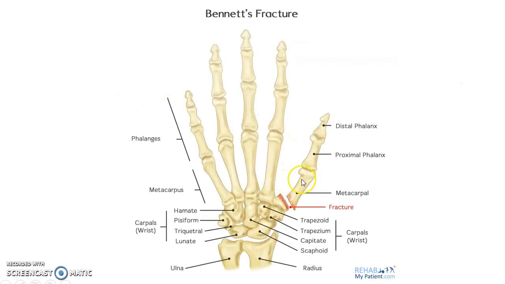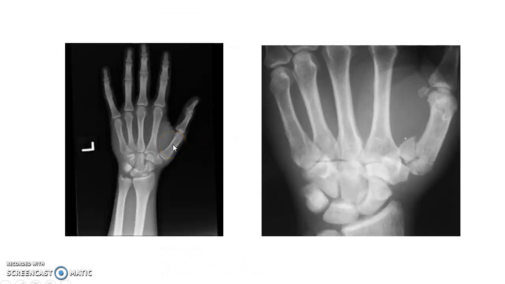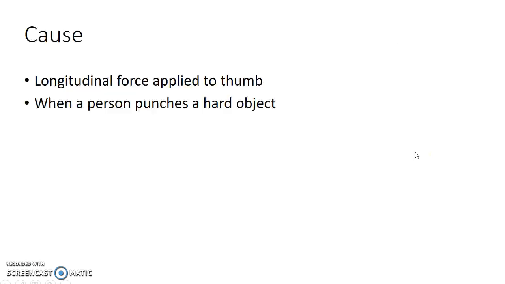This picture shows the first metacarpal. As you can see, Bennett's fracture is an oblique intra-articular fracture of the base of the first metacarpal with dislocation of the metacarpal. This picture shows the X-ray of normal wrist. This picture shows Bennett's fracture. What is the cause of Bennett's fracture?